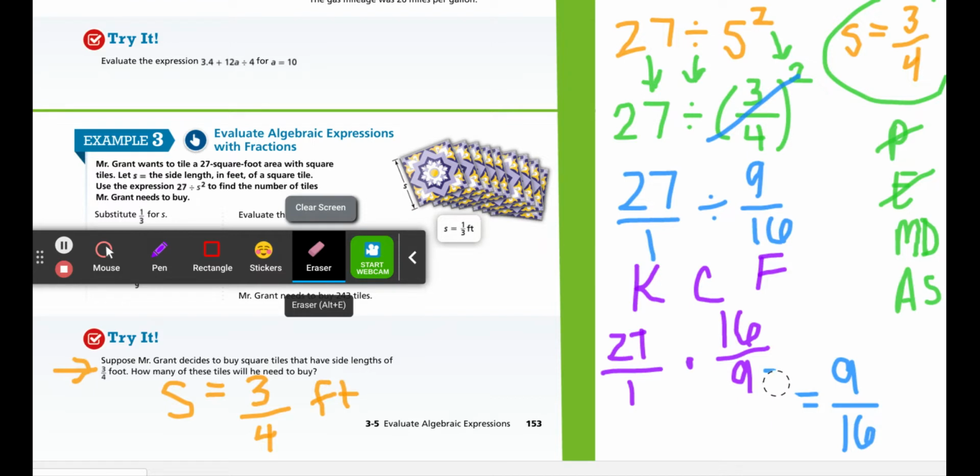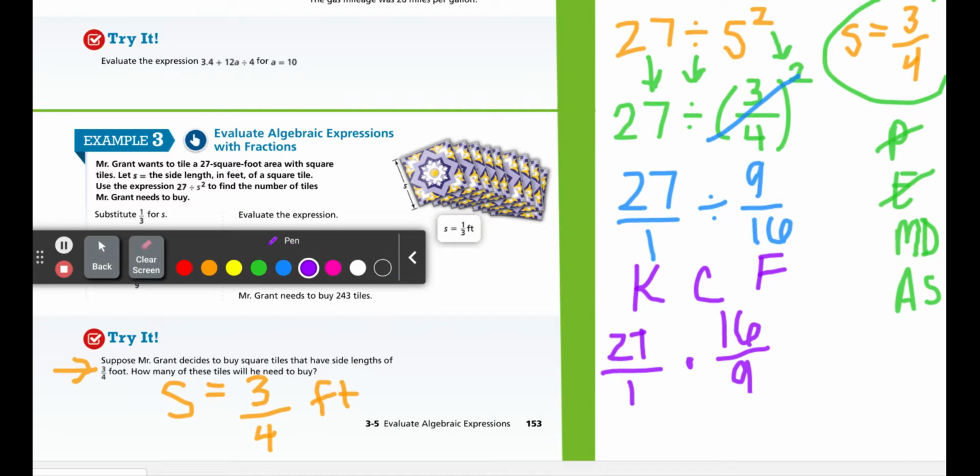Now you should be doing your multiplying work off to the side so that you don't have to erase it like I just had to do. Now let's see, can we simplify before multiplying here? We should always look. We look on the diagonal. 1 and 16, nothing to simplify there. We have a 1. 27 and 9, is there a number that goes into both 27 and 9? If yes, what is it?